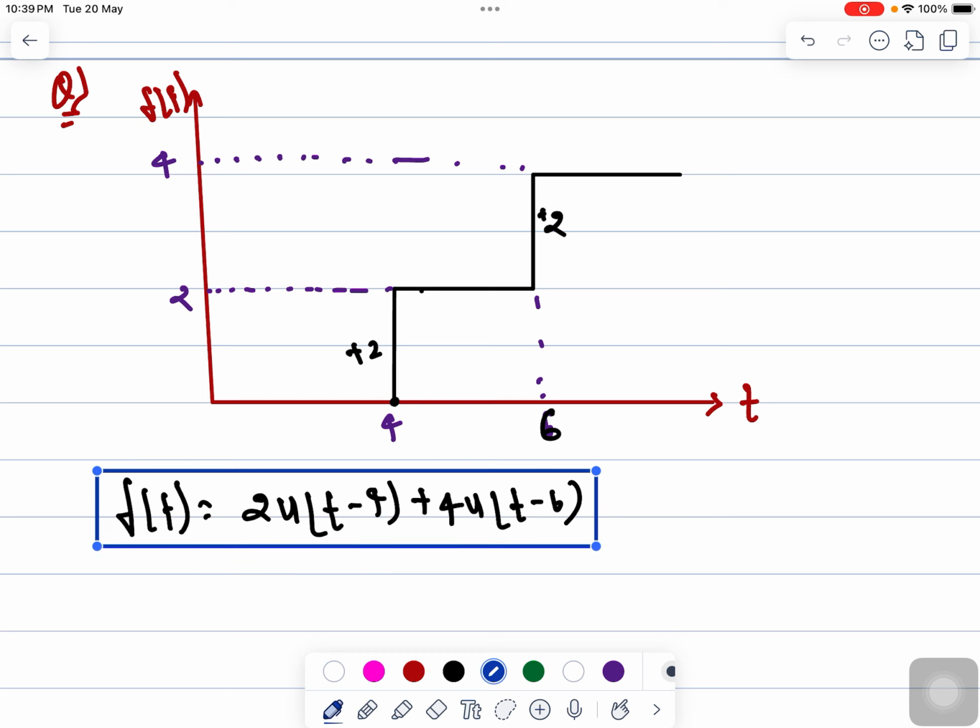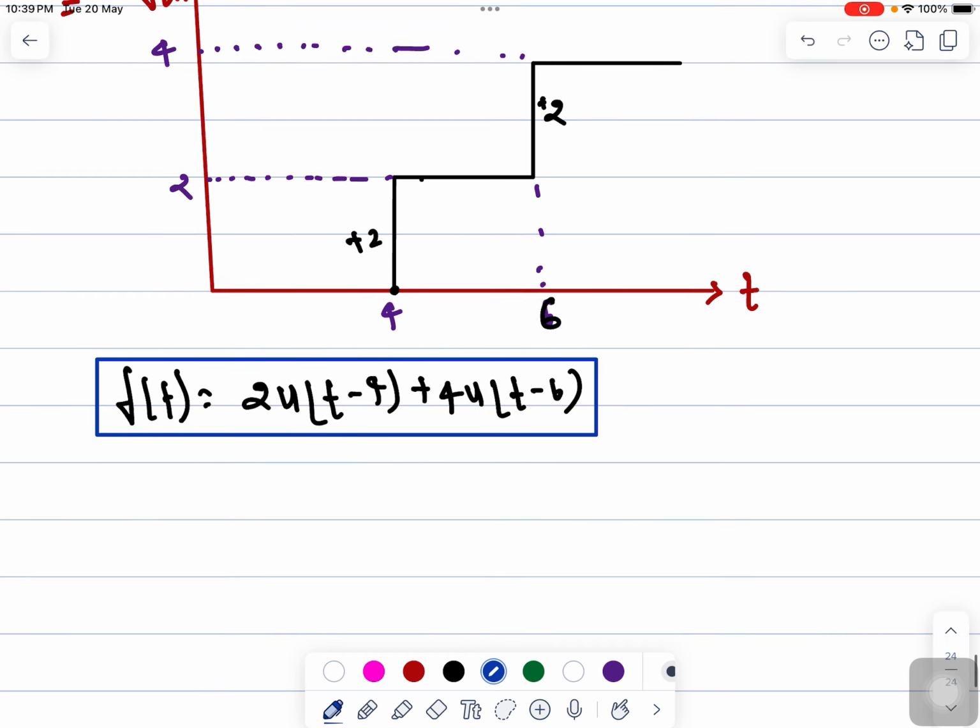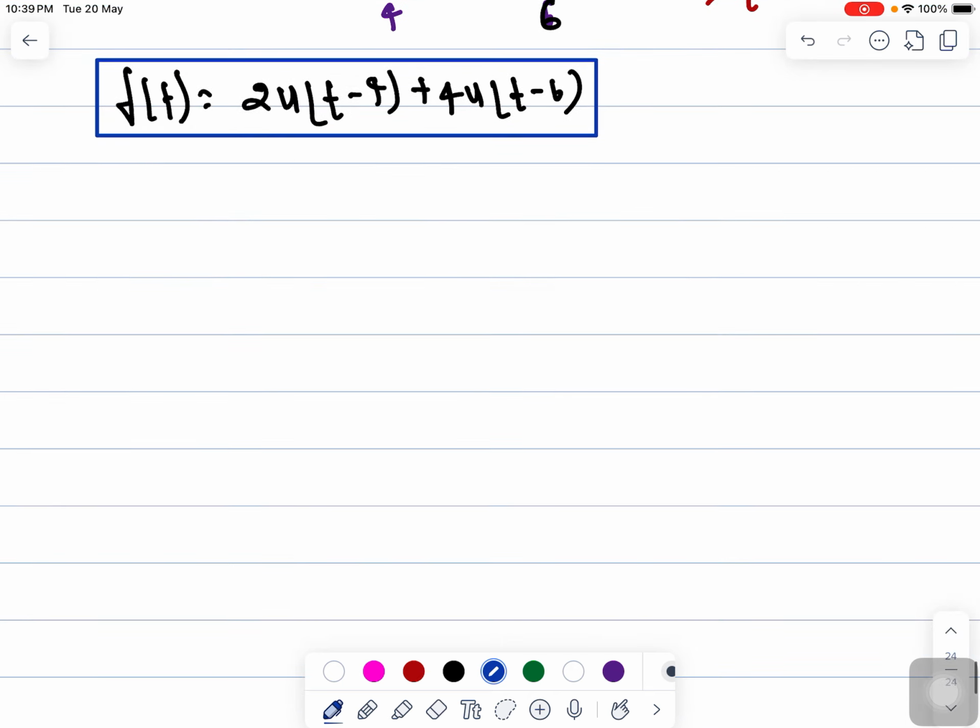So similarly, if you solve the problems in the Coughanowr book, then you will definitely get lots of problems based on this kind of function, and you can solve them. So let's try to solve one more problem where you will see this kind of thing.